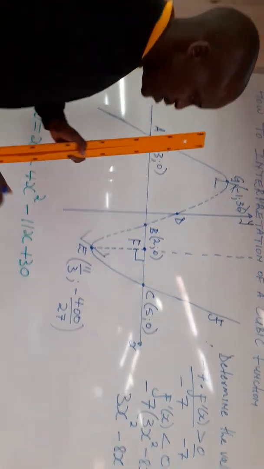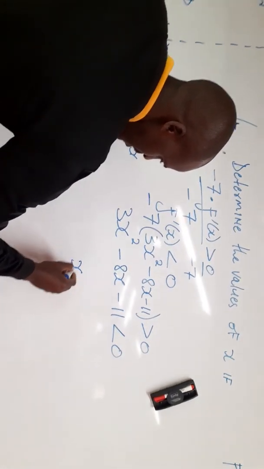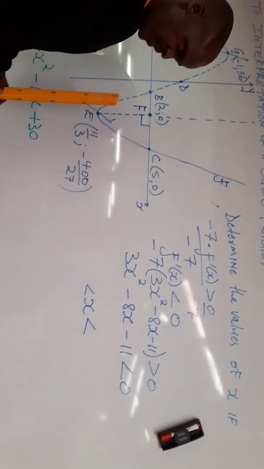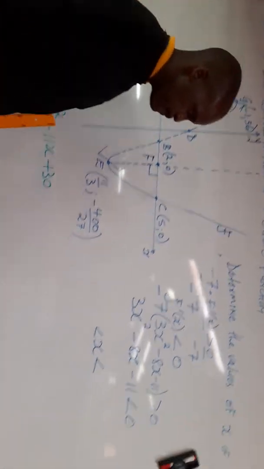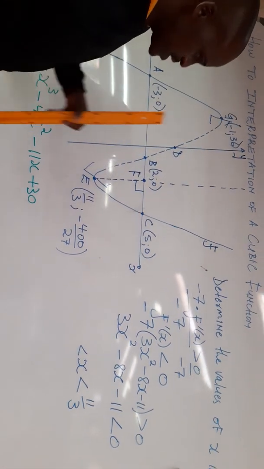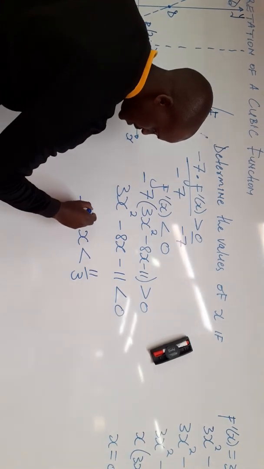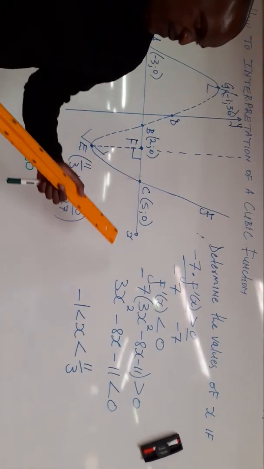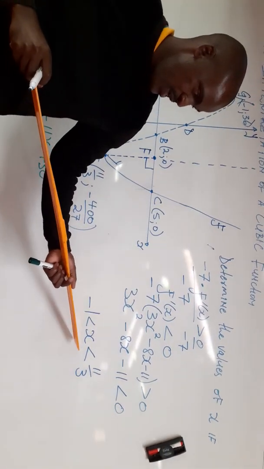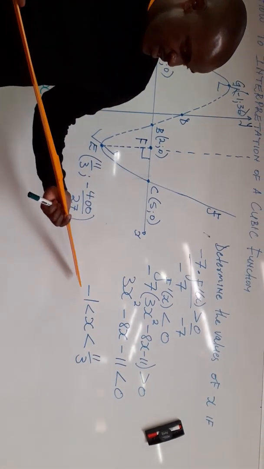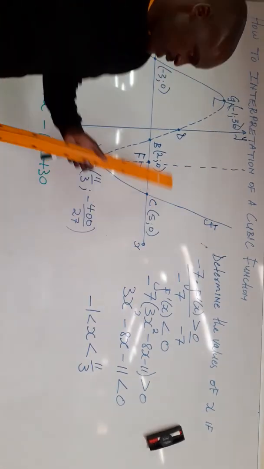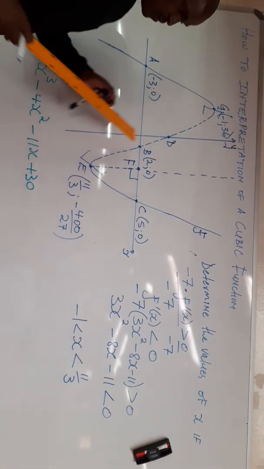Therefore, your answer will have only one x like that. The bigger number is 11 over 3. The smaller number is negative 1. So, without even factorizing there, just going back to your graph, you can find these values. It's where x is less than 11 over 3 but greater than negative 1. You can factorize and solve there, but there is no need since you've got your graph. You just go and check your values there.